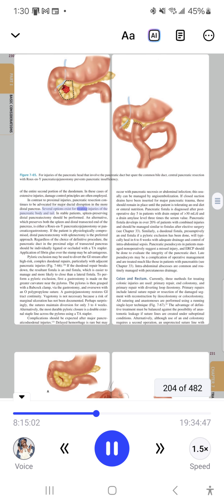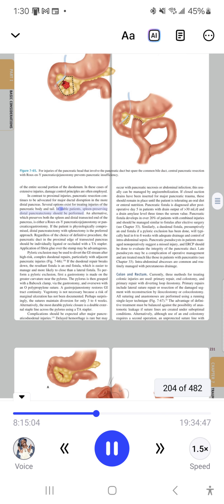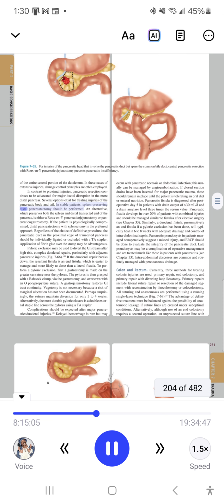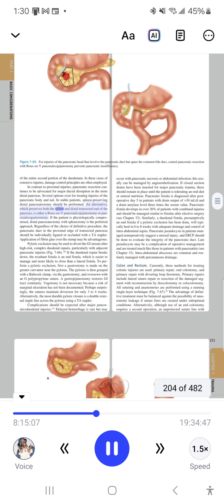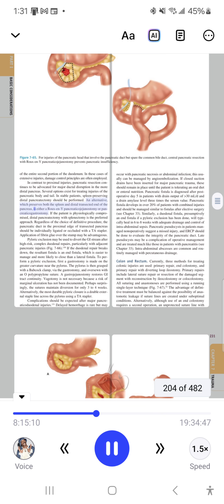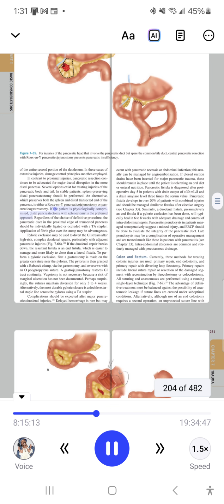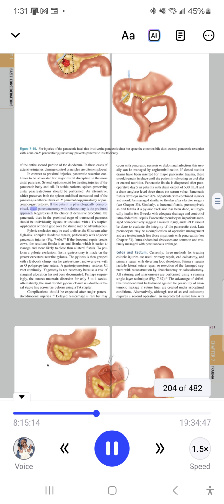Several options exist for treating injuries of the pancreatic body and tail. In stable patients, spleen-preserving distal pancreatectomy should be performed. An alternative, which preserves both the spleen and the distal transected end of the pancreas, is either a Roux-en-Y pancreaticojejunostomy or pancreatic cystogastrostomy. If the patient is physiologically compromised, distal pancreatectomy with splenectomy is the preferred approach.